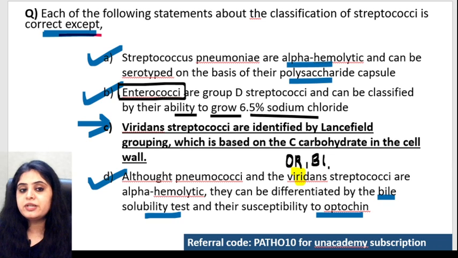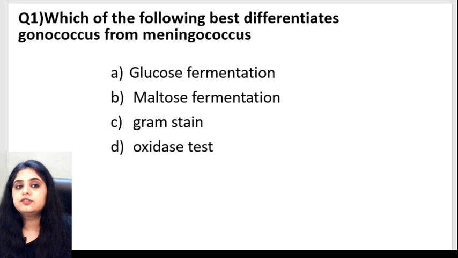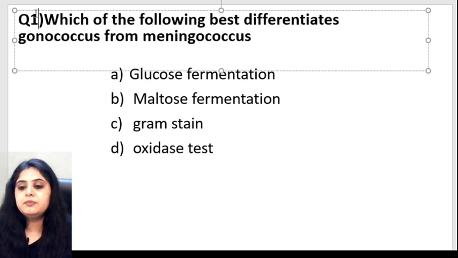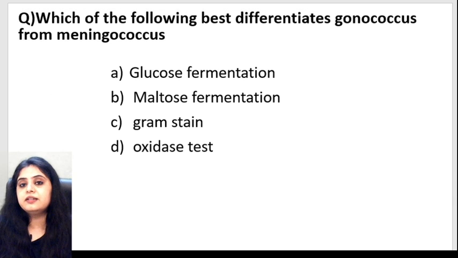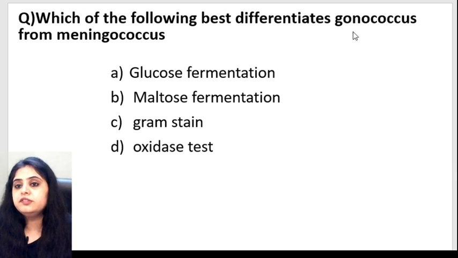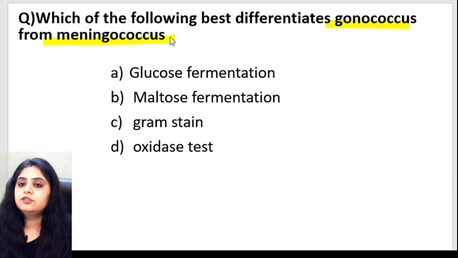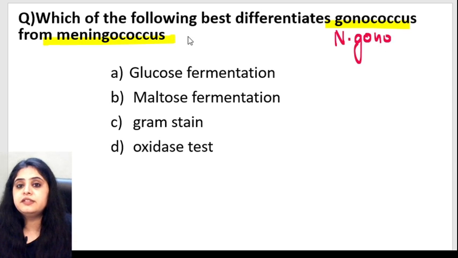Well, we have another question which I'll quickly take you through, and this is what we have. Sorry for the numbering for the day because there's been a major glitch, some technical error. Which of the following best differentiates gonococcus from meningococcus? So I'm talking about Neisseria gonorrhoeae versus Neisseria meningitidis.